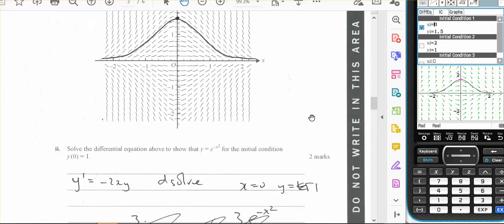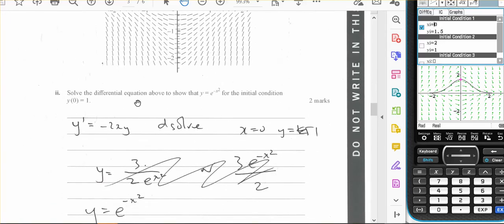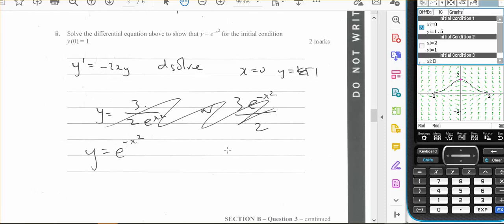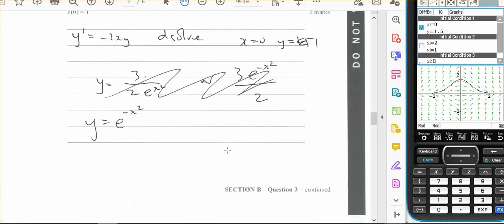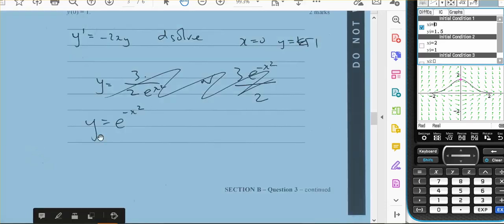In the second part of the question, solve the difference equation and show that y equals... so I've taken my difference equation and I've put it into dSolve using the changed initial condition, because now I have y equaling 1 when x equals 0, and that came up with my solution. So in my equation, y equals e to the minus x squared.